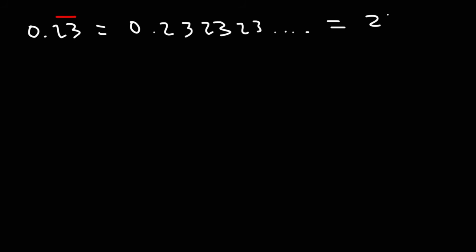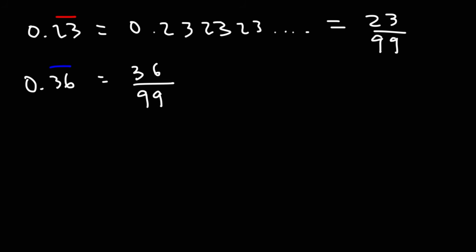Now what about 0.23 repeating? So this is 0.23, 23, 23, and so forth. This is 23 over 99. 0.36 repeating. This is 36 over 99. But this one we could simplify. 36 is 9 times 4. 99 is 9 times 11. So we can cancel a 9. Thus 0.36 repeating reduces to 4 over 11.